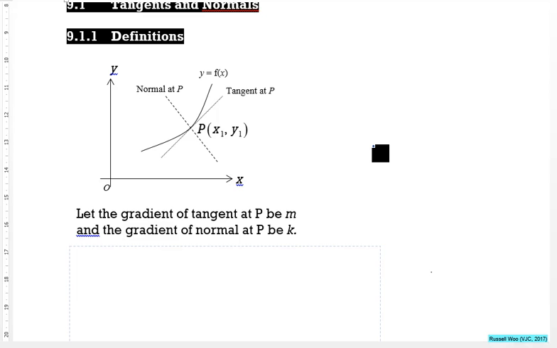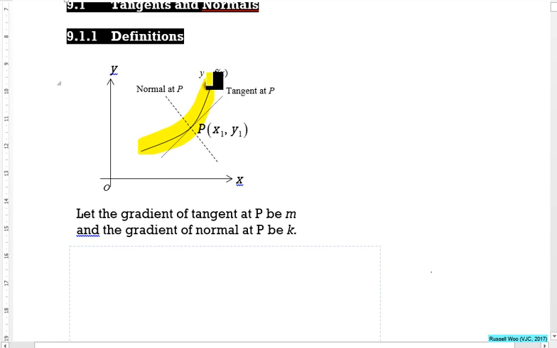You have a curve like this. You have an equation of a curve like that: y equals f(x). Suppose I have a point P. Are we able to find the tangent at P? In fact, are we able to find the equation of the tangent at P? That's our job. Can, right?